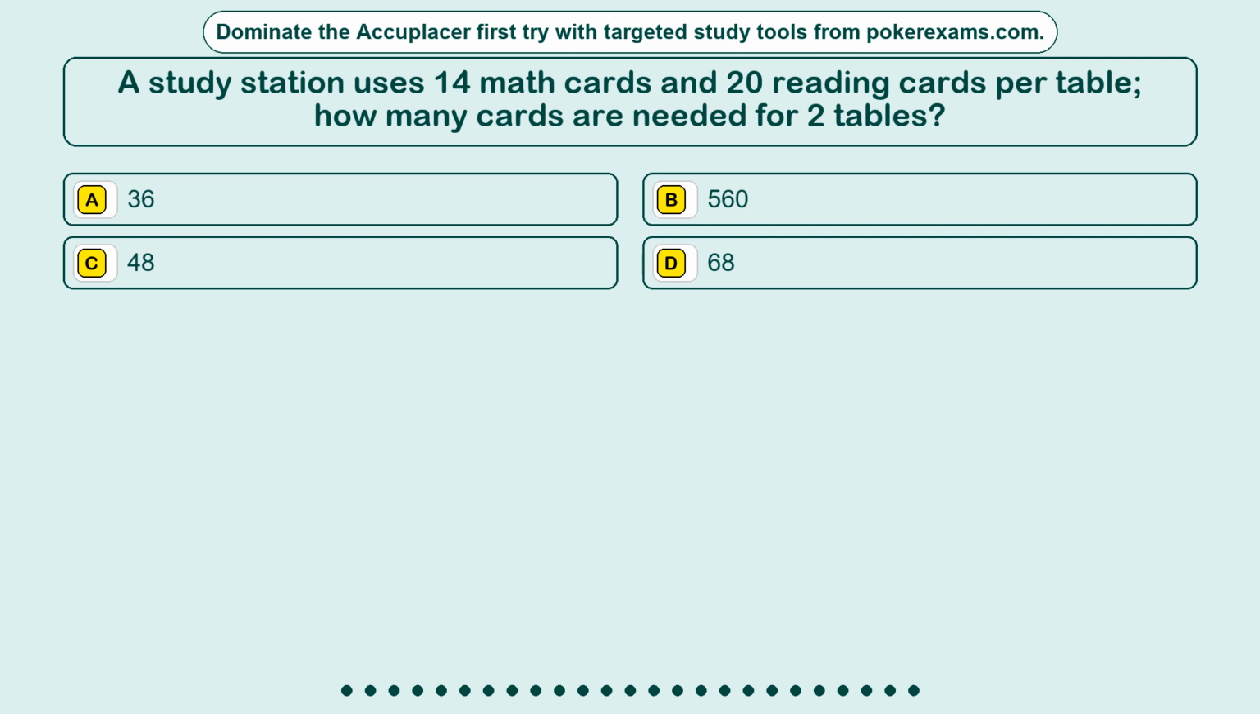Question 8. A study station uses 14 math cards and 20 reading cards per table. How many cards are needed for 2 tables? Option A, 36. Option B, 560. Option C, 48. Option D, 68.